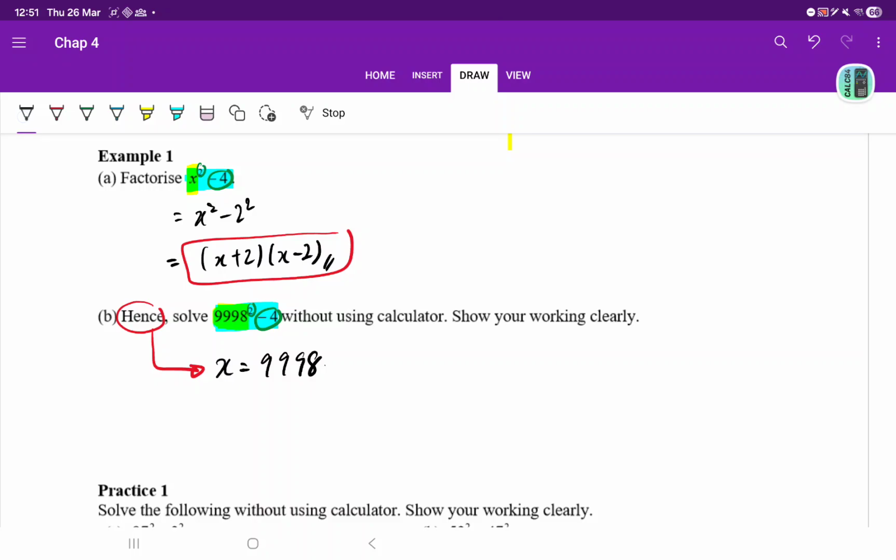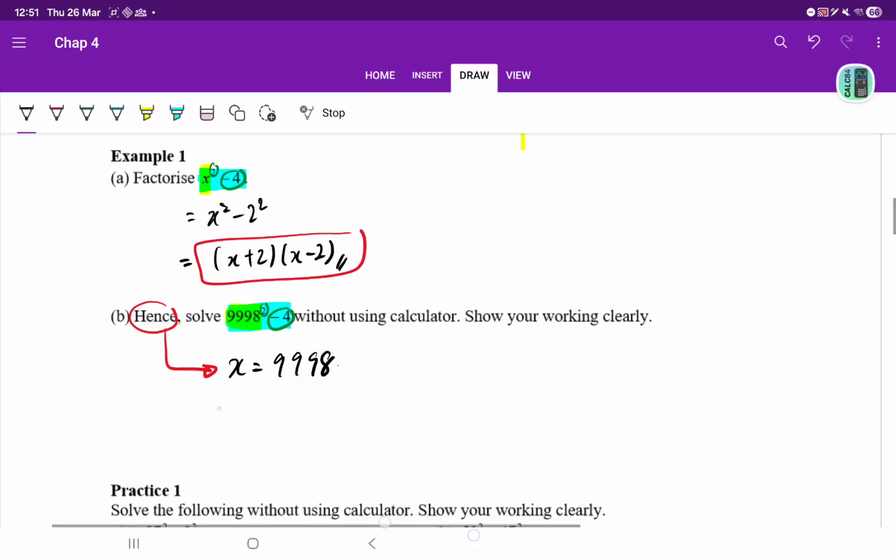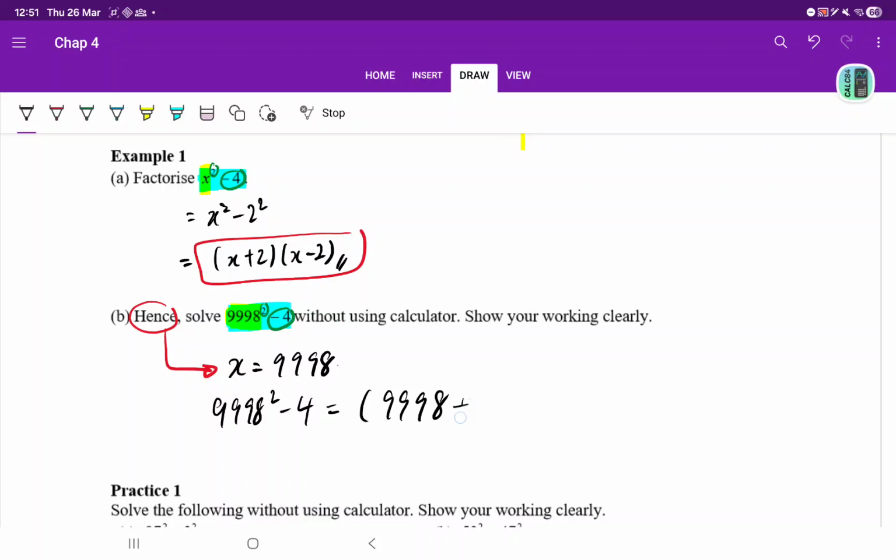Now if x equals 9998, then what is the answer? 9998 squared minus 4 will be the factorized form. Instead of x, you will write 9998. So you have 9998 plus 2, and then 9998 minus 2, because you are using the a plus b, a minus b factorization. But there's something interesting here. The first bracket is a very nice number. 9998 plus 2 becomes 10,000, right?